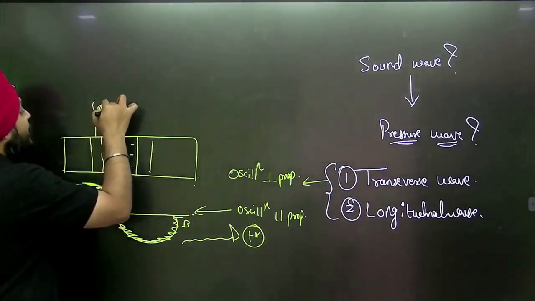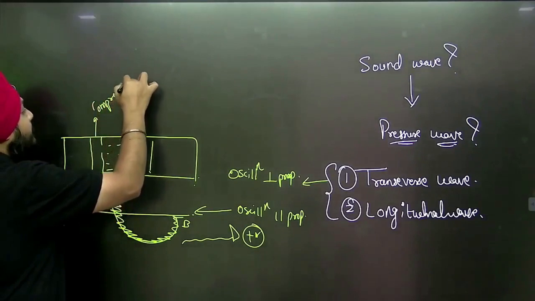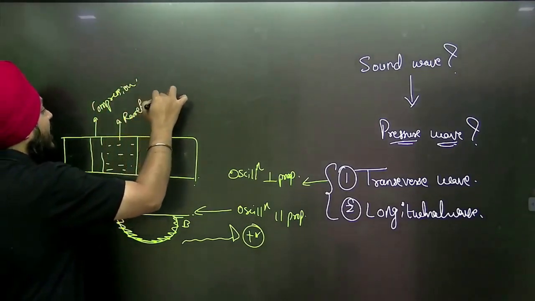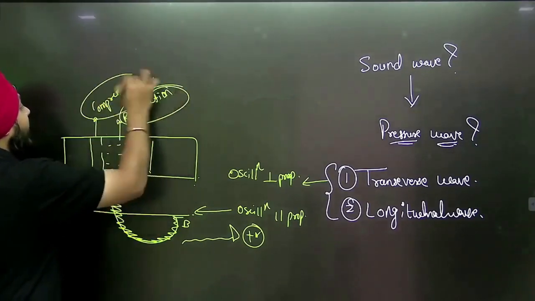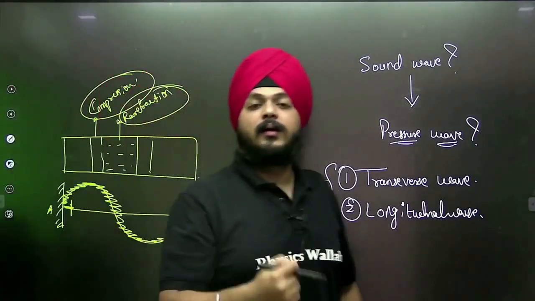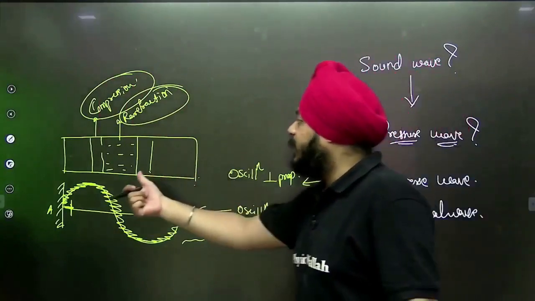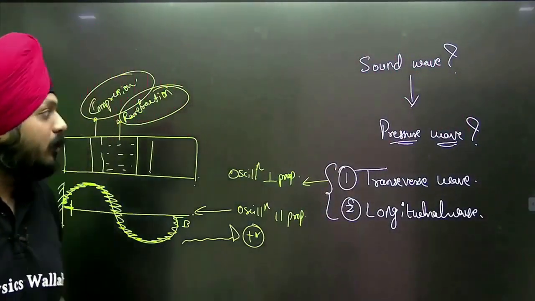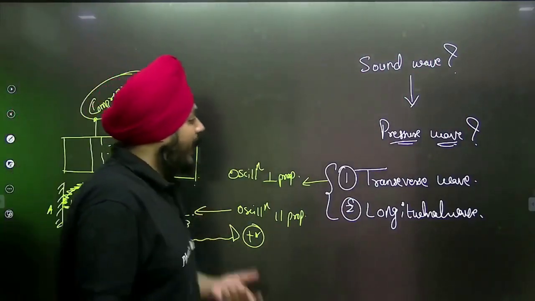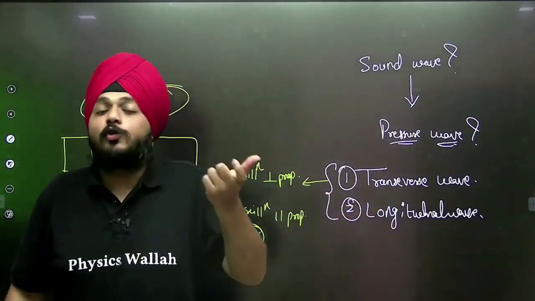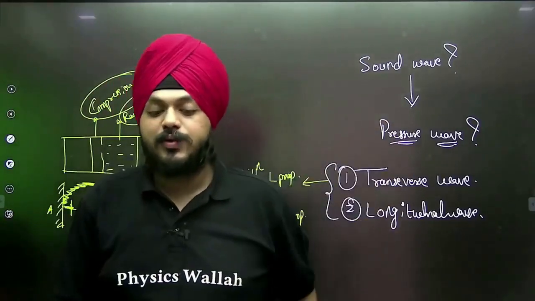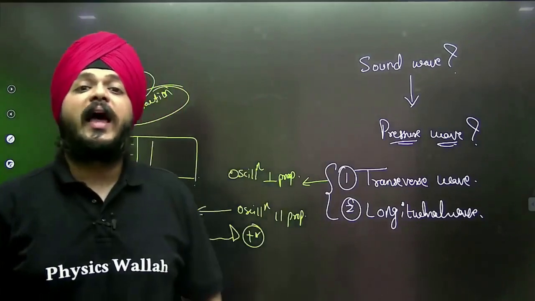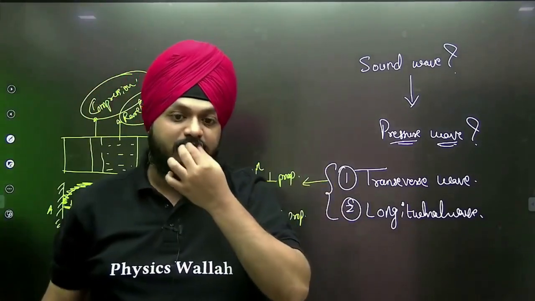compression and the rarefactions are measured. Because of this, there exists a pressure difference at the multiple points on the path of the propagation of wave. So that's why sometimes these longitudinal waves are also considered as the pressure waves.